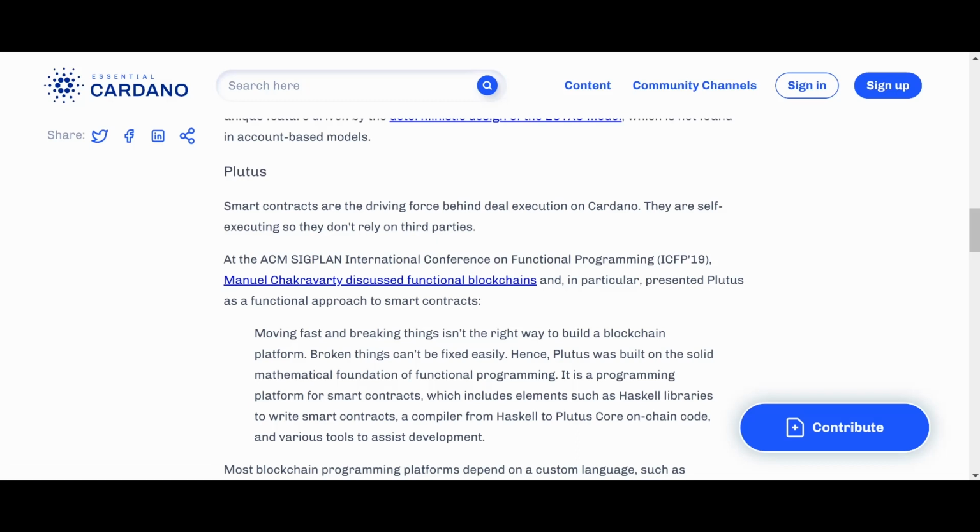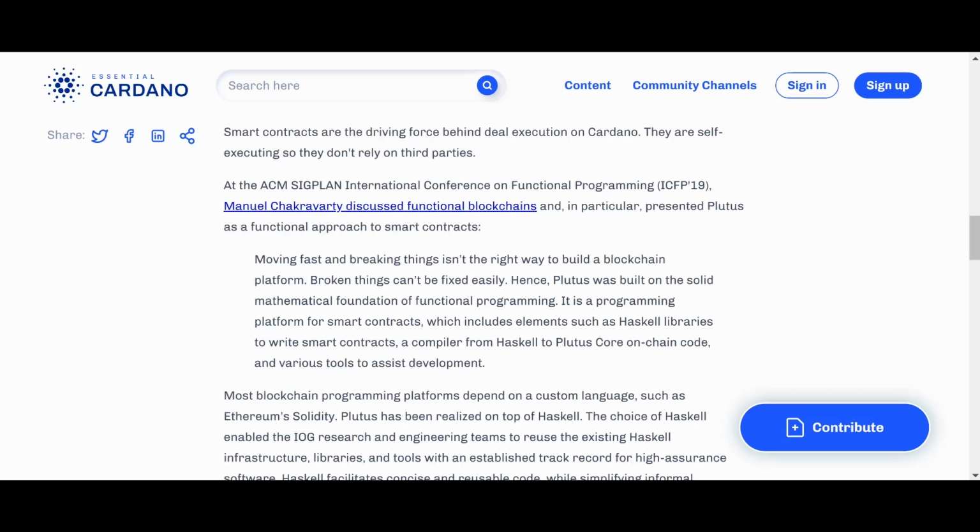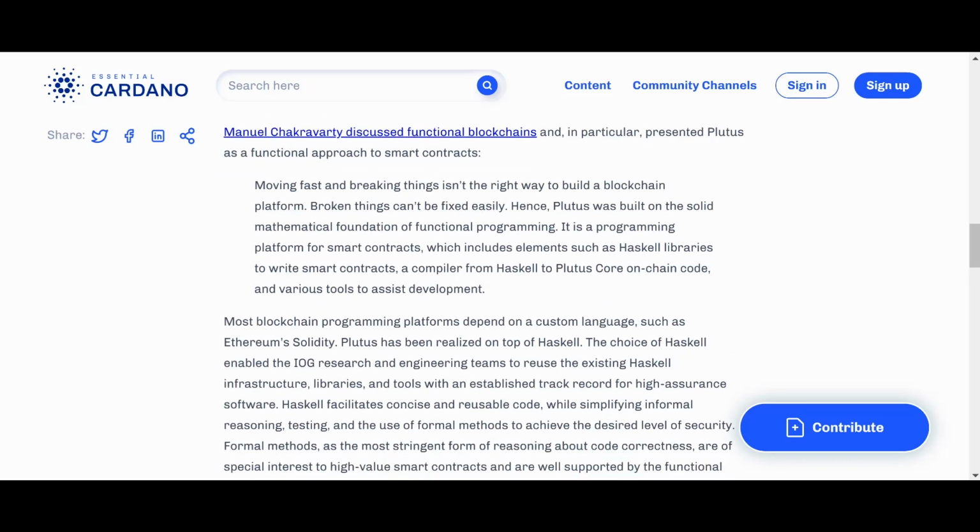Then we go to Plutus. Smart contracts are the driving force behind deal execution on Cardano. They're self-executing, so they don't rely on third parties. At the ACM SIGPLAN International Conference on Functional Programming, Manuel Chakravarty, yeah, I butchered his name, discussed functional blockchains, and in particular presented Plutus as a functional approach to smart contracts.